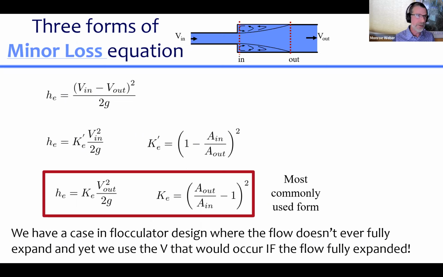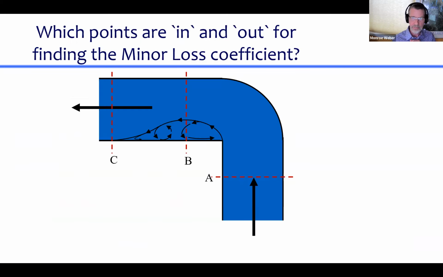And I was reflecting, we have a case in the flocculator design where the flow doesn't actually ever fully expand. And so the flow doesn't actually occupy all the space that's between the baffles in the flocculator. And yet we use the velocity that would occur if the flow were fully expanded. So it's this idea that V is some representative characteristic velocity as long as you know what it is and you make sure that your minor loss coefficient is scaling with that.